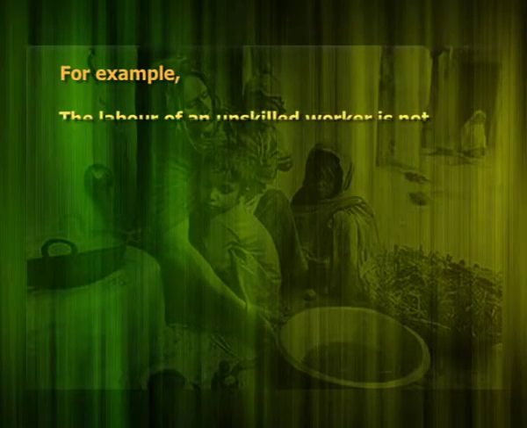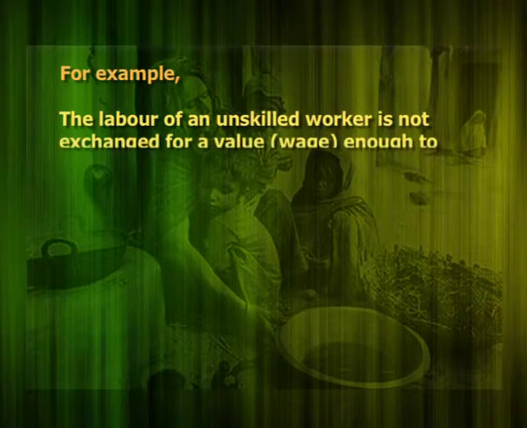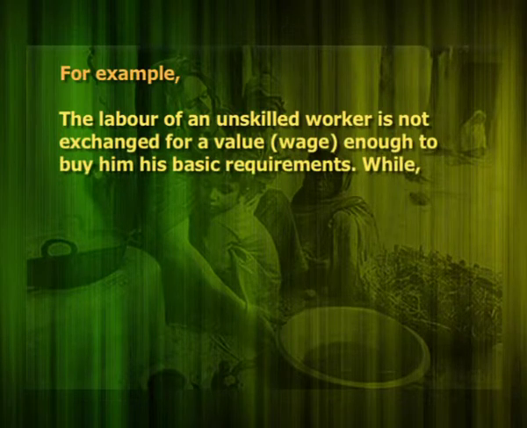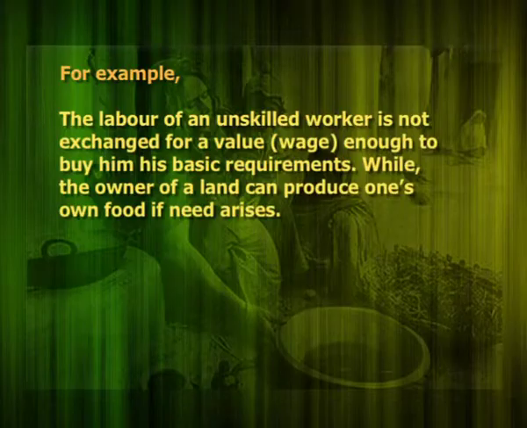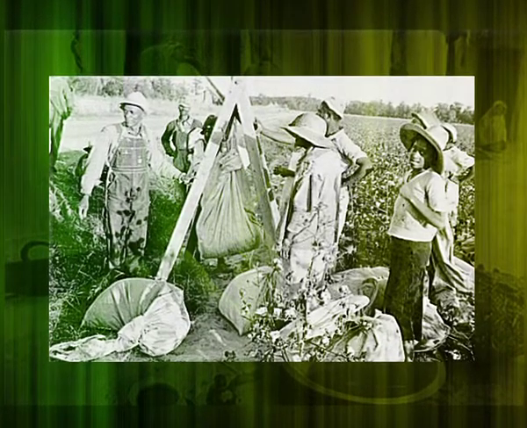Poverty arises when the entitlements owned by some individuals are not accepted in the market for exchange or are exchanged for very little value. For example, the labor of an unskilled worker is not exchanged for a value or wage enough to buy him his basic requirements, while the owner of a land can produce one's own food if need arises. Besides, when the price of goods rise in the market, the purchasing power of money wage falls, and hence a farm labourer's entitlement, which is the money wage, falls short in fulfilling his basic needs, while a sharecropper on the land will have claim over some portion of crops.